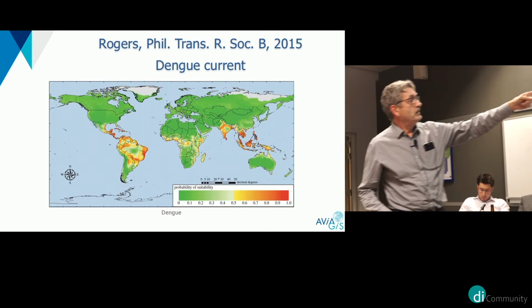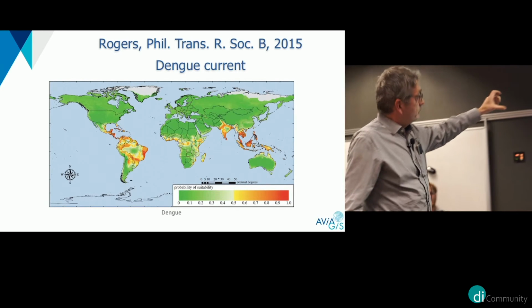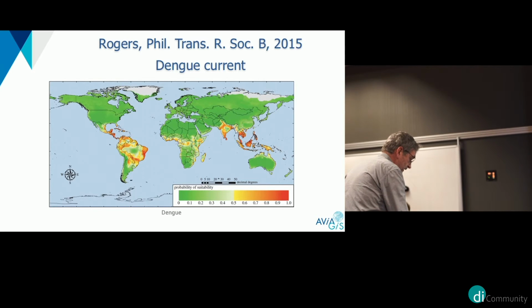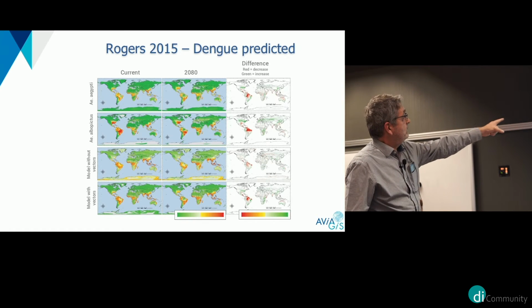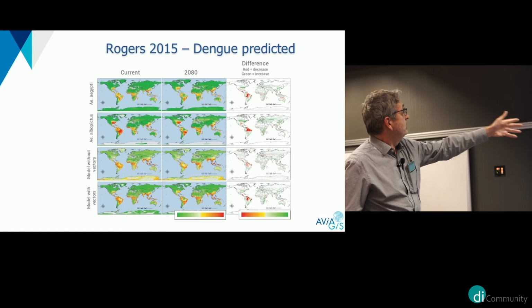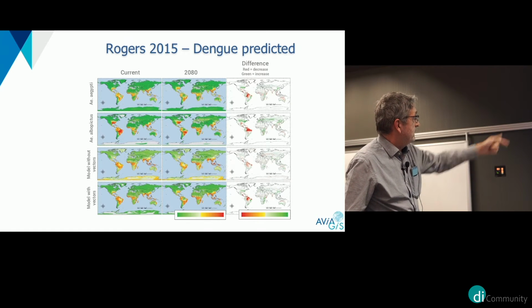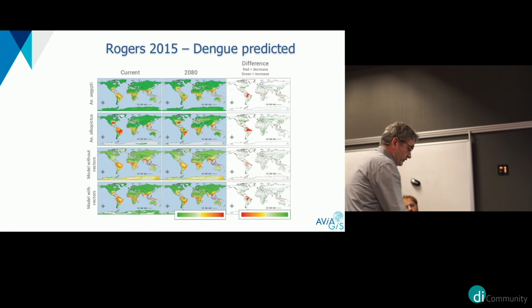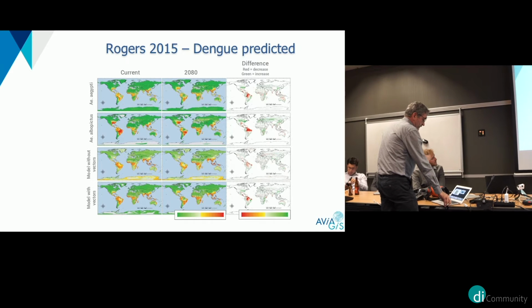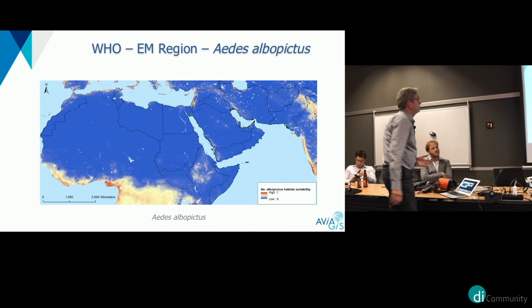So this is a map modeling the actual current risk areas of dengue. It's a very interesting paper. And here also it shows how it's going to evolve. It's got the different mosquitoes and the dengue on the bottom. It's not very clear on the screen, but I can give you the references for that paper.